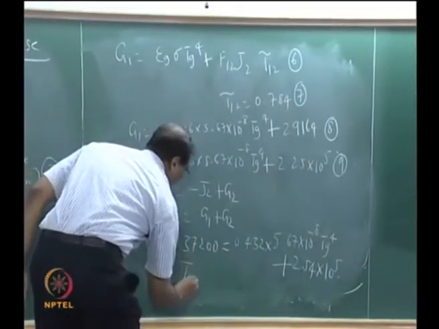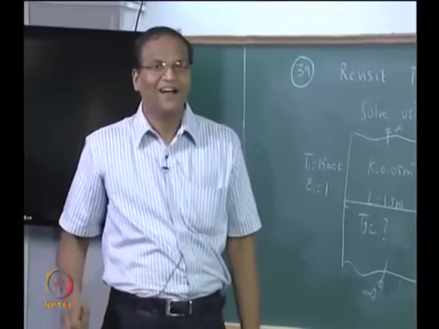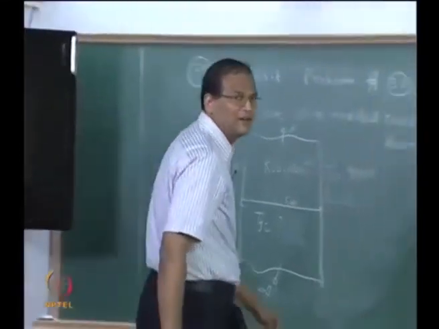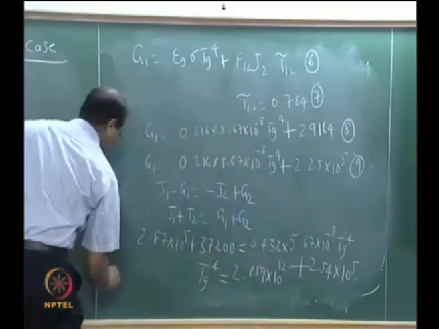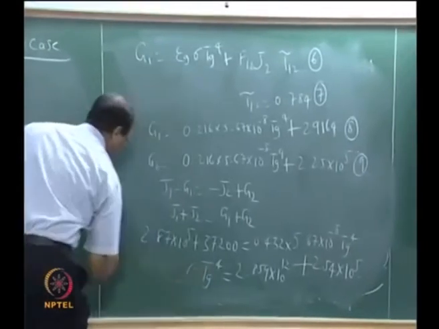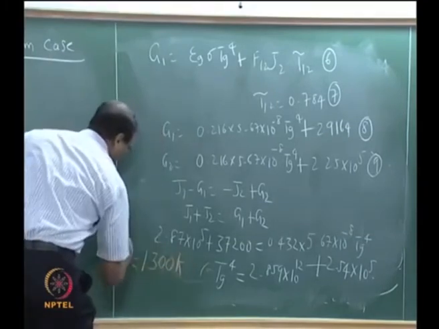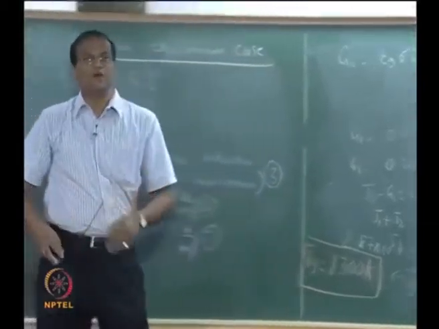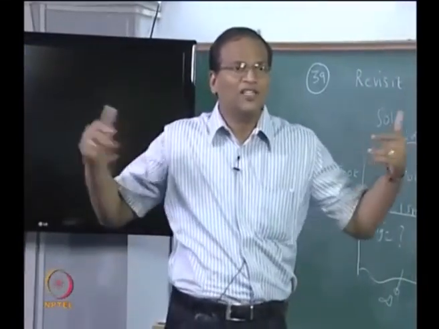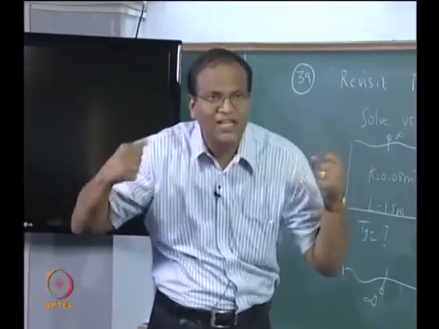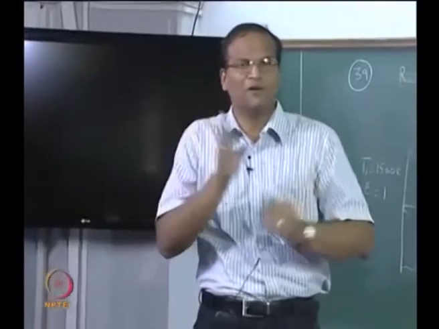So Tg to the power of 4 is 0.859, 10 to 12. 1300 K. So if you want the gas to be under radiative equilibrium, it should be at a temperature of 1300. Left to itself, if sufficiently long time has elapsed and you are not controlling the gas temperature, the gas will come to this temperature. Then whatever is coming from the left side will go to the right side.